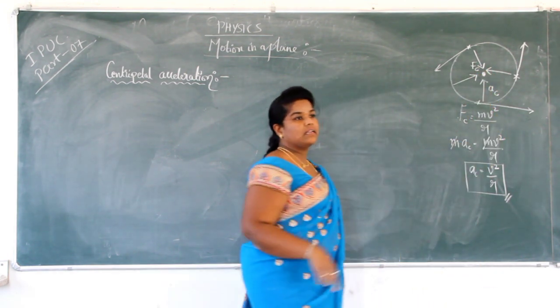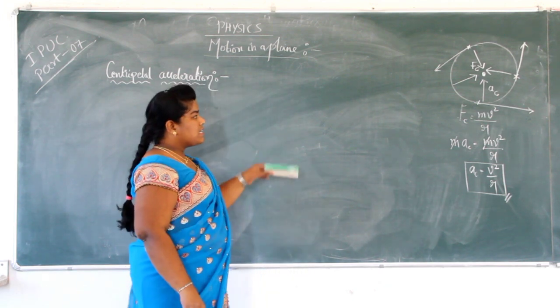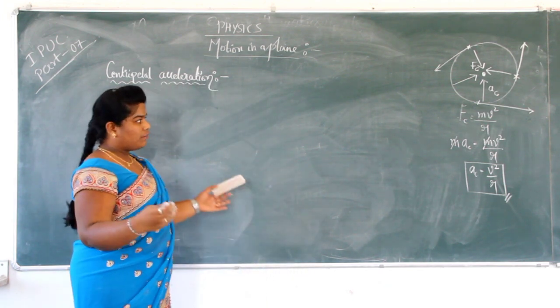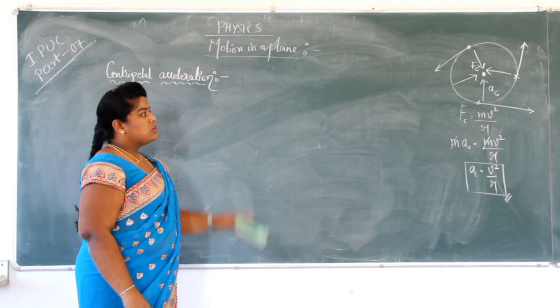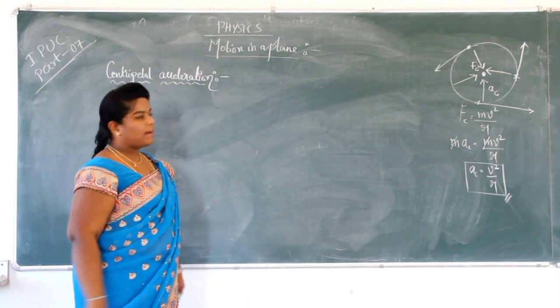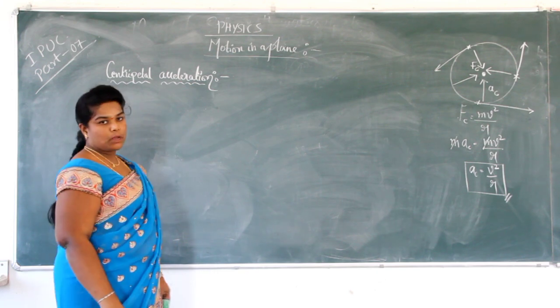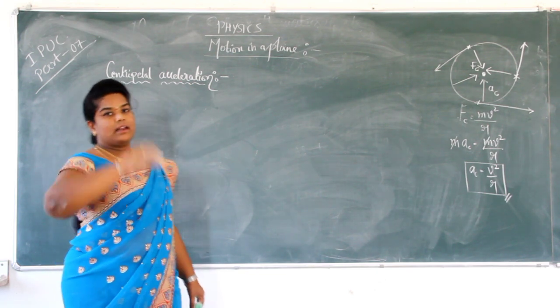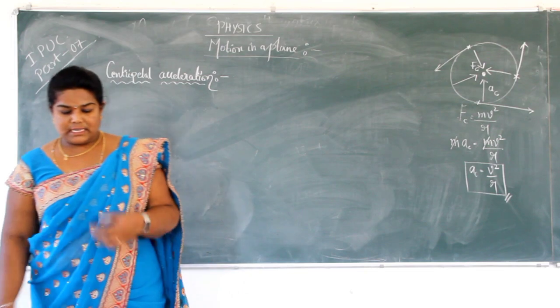Due to the reason that the centripetal acceleration is always acting towards the center, so that the particle is moving in circular path. ಅದಕ್ಕೆ circular path ಅಲ್ಲಿ ಮೂವ್ ಆಗ್ತಾ ಇರುತ್ತೆ. Take down the line. Next time ಬರ್ಕೊಳ್ಳಿ.